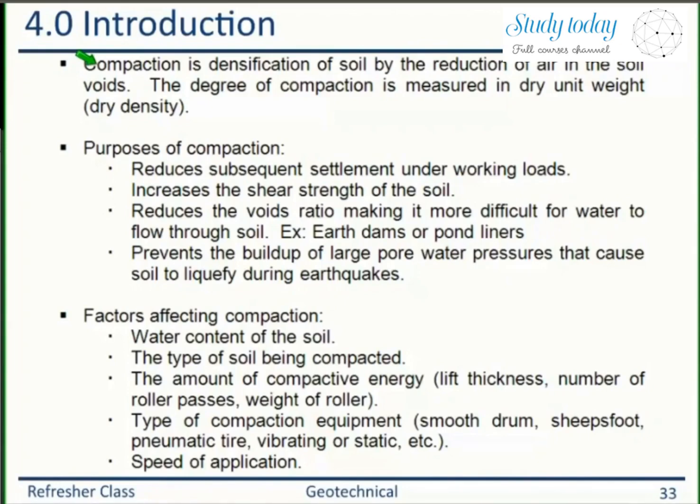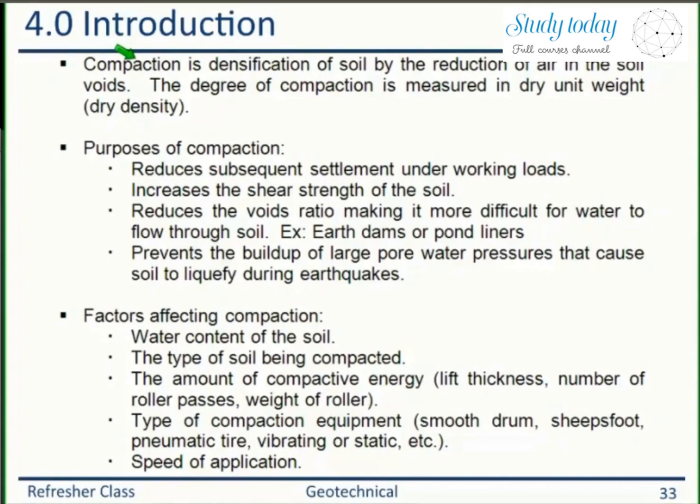So compaction is performed always on unsaturated soil. Soil should not be saturated. It should be unsaturated because compaction means pushing or squeezing out from the soil matrix the amount of air. Okay. So if you want to define compaction, it is defined as densification of soil by virtue of expelling the air from the soil solid, water and air matrix under mechanical effort such as a roller.